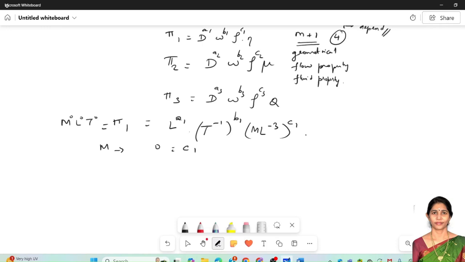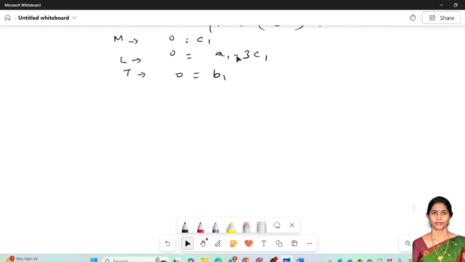So 0 will be equal to C1. And for L, it is going to be A1 minus 3 C1. This is for L. And this is for T: it's going to be 0 equals B1. So solving these three, we will get C1 is equal to 0, A1 is 0, and B1 is also 0. So substituting the values of A1, B1 and C1, you'll only get d to the power 0, omega to the power 0, rho to the power 0, and eta. Therefore, your pi 1 is nothing but eta itself.